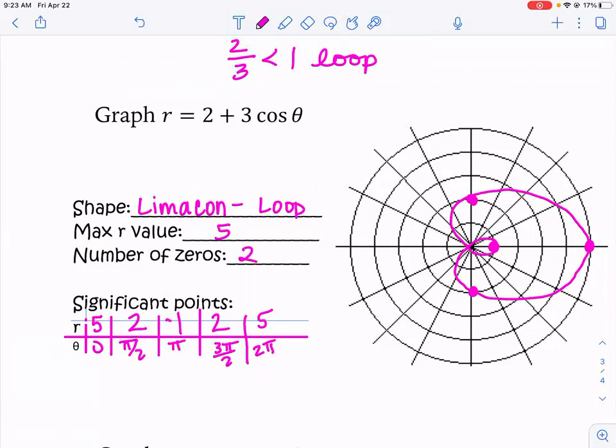Oh, this is weird. I'm done filling things out. What am I not asking you to do? I'm not asking you to find the zeros. We set that equal to 0. We have the cosine is equal to -2/3. You can't find that without a calculator. And this is a non-calculator section. So we're just not going to worry about it. We know that there are 2 zeros, but we're not going to find them.